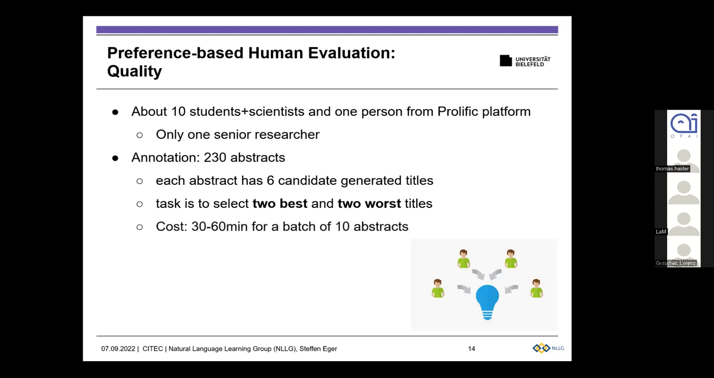The cost of annotation was about 30 to probably more towards 60 minutes for a batch of 10 abstracts. So overall, the annotation cost for one annotator was about up to 24 hours.